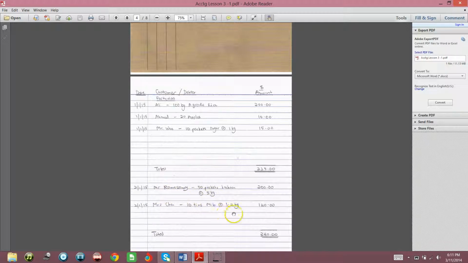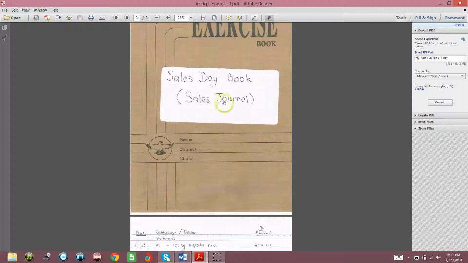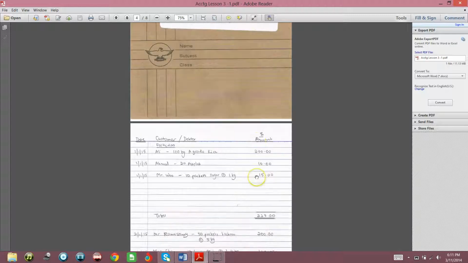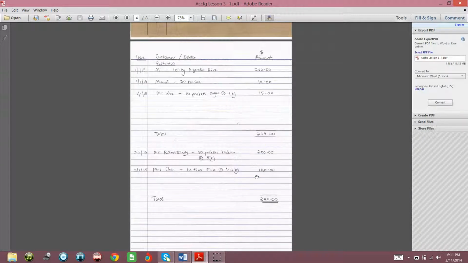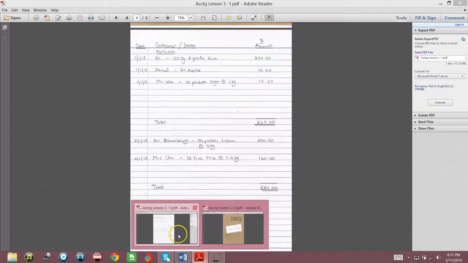This is 2nd of January. So every day I will have a total. Every month I will have a total for the month, and every year I will have a grand total of all my credit sales. So this is a sales day book, or sales journal, to record my credit sales.